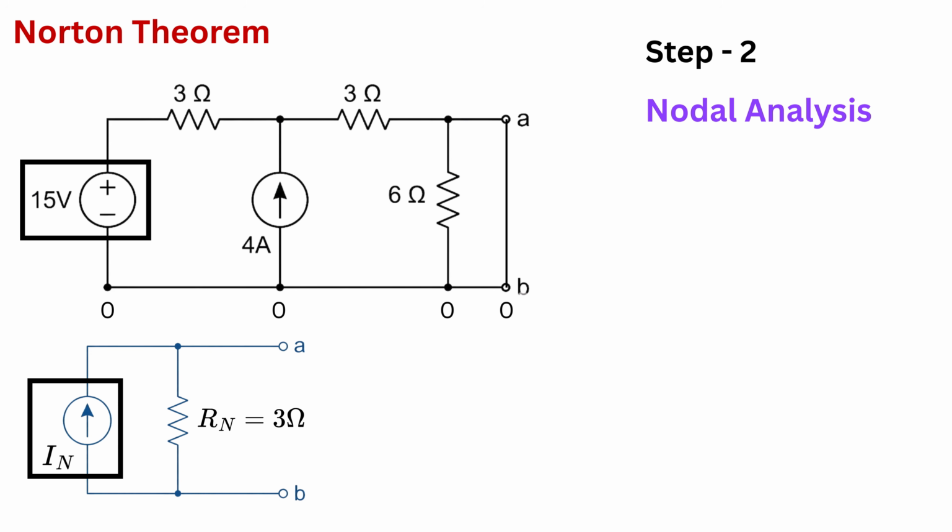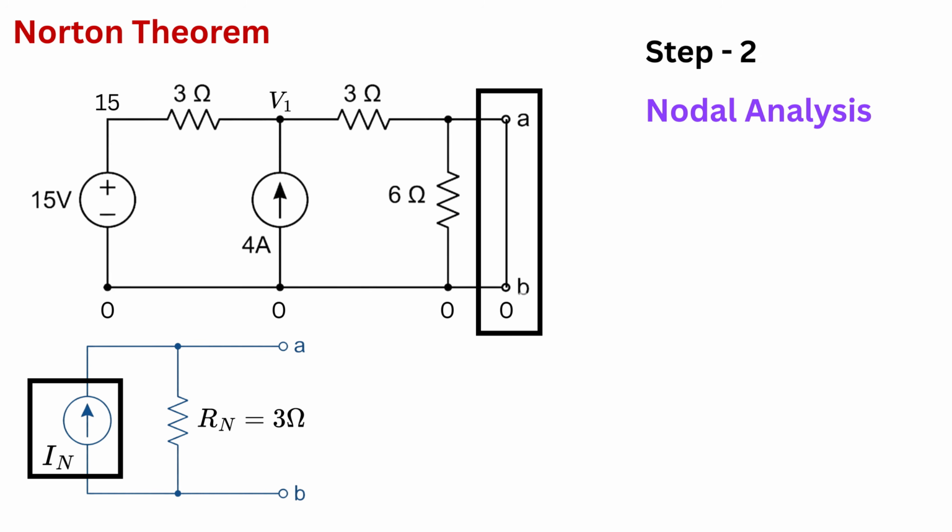So because of this voltage source, we get 15 volts at this node. Then let us assume the voltage at the middle node is V1. Then, since this is a short circuit, the voltage at both nodes A and B will be 0. So the voltage at this node is also 0 volts.